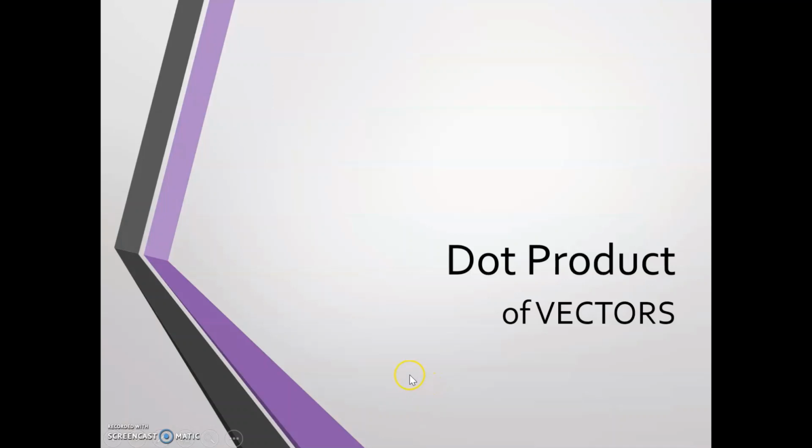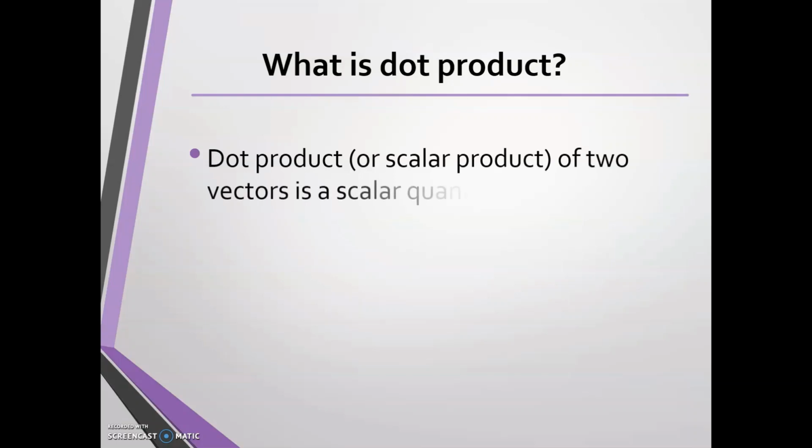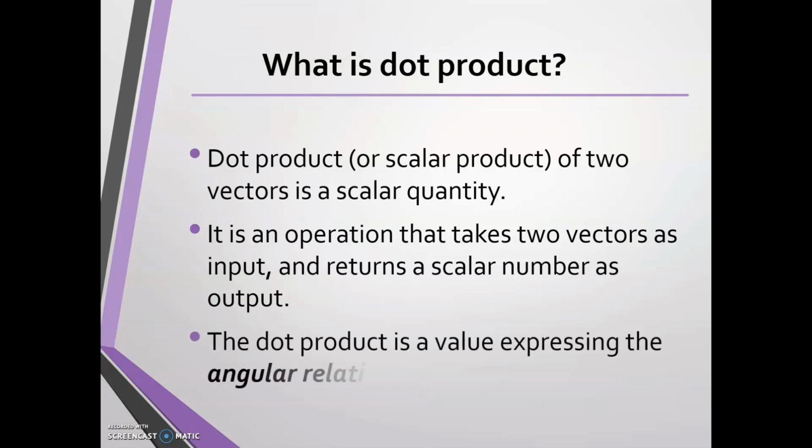In this lesson, we're going to find the dot product of vectors. What is the dot product? The dot product or scalar product of two vectors is a scalar quantity. That means just a single number. It's an operation that takes two vectors as input and returns a scalar number, a single number, as the output. The dot product represents the angular relationship between two vectors, and we'll talk more about that angular relationship in our next lesson.